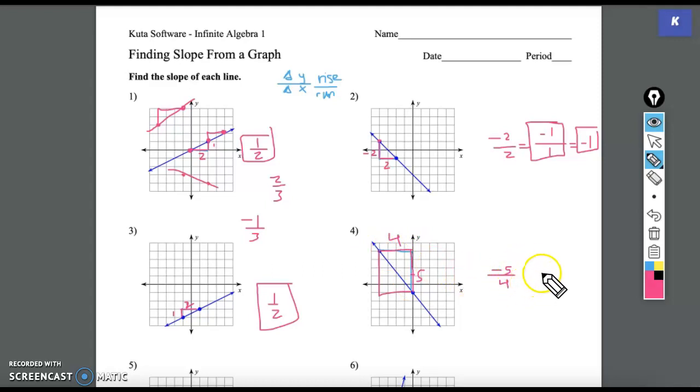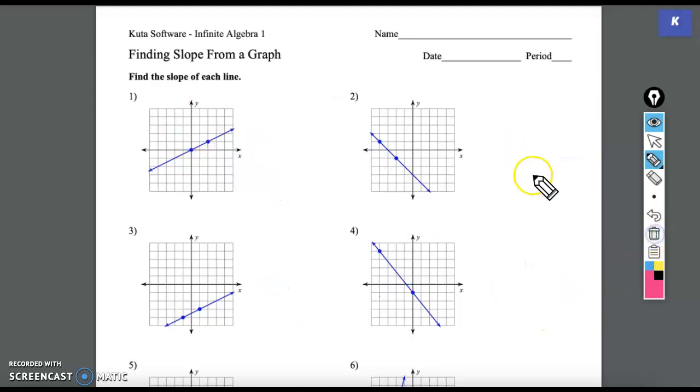So either way, it can either be that or it can be a positive 5 and a negative 4. Either one of these slopes, depending on where you drew your triangle, would be correct. Again, the numbers are the same. The negative sign's just on a different spot. So again, these are what you're going to do if you're going to find a slope with points.